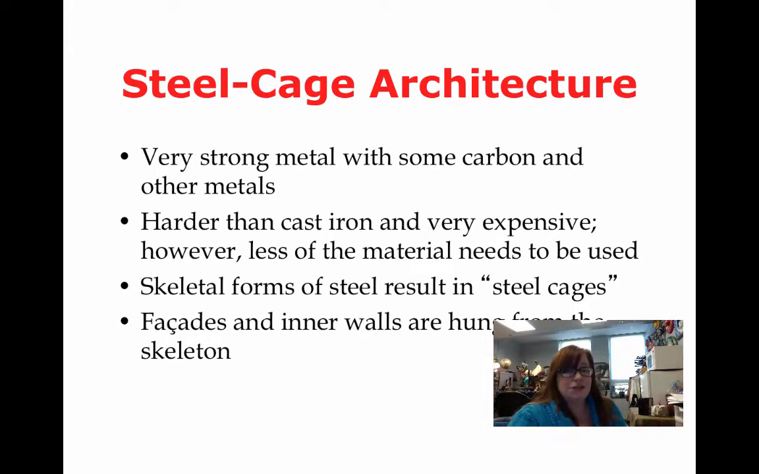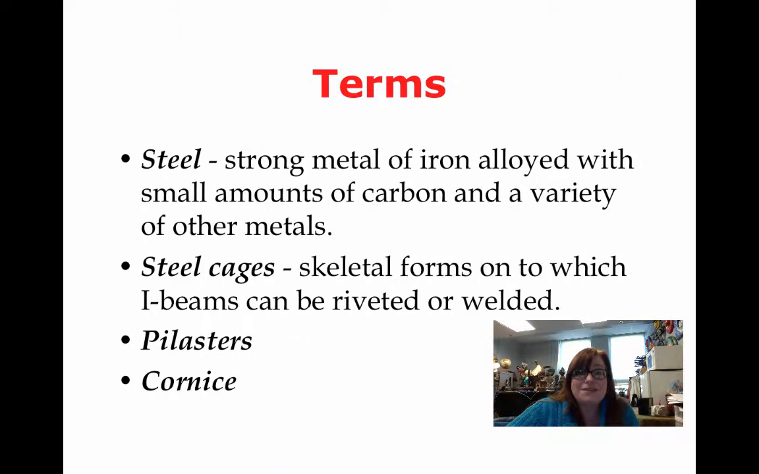So steel cage architecture uses very strong metal, steel, with some carbon and other materials. It's harder than cast iron and it's very expensive. However, because of its strength, you can use less of it. And skeletal forms of steel result in literal steel cages, which you'll see, and then facades and inner walls are hung from the skeleton. And this is what led to kind of the skyscraper boom of the United States.